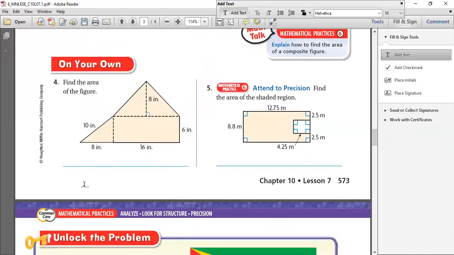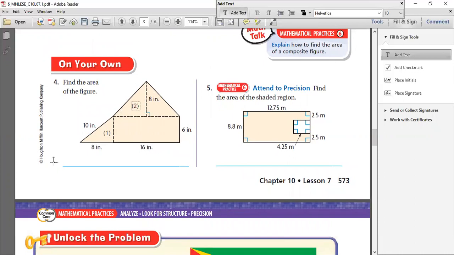So let's move on to question number 4. Find the area of the figure. As soon as you look at the picture, you can see that it is a rectangle again, and then it is a triangle and another triangle. So there are two triangles again. So this is a rectangle. Let's name this as triangle 1 and this as triangle 2.